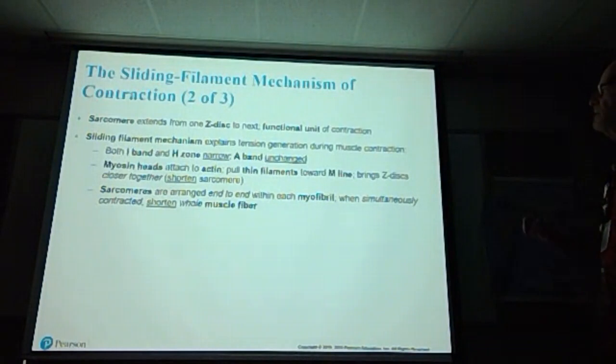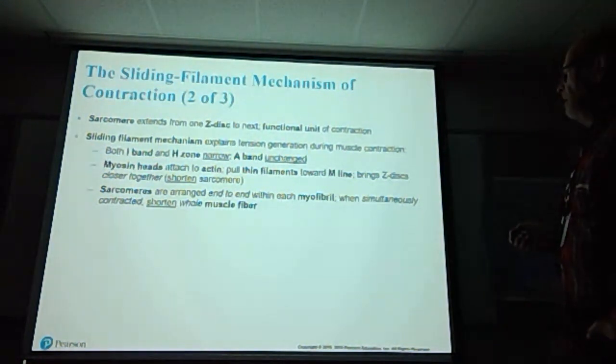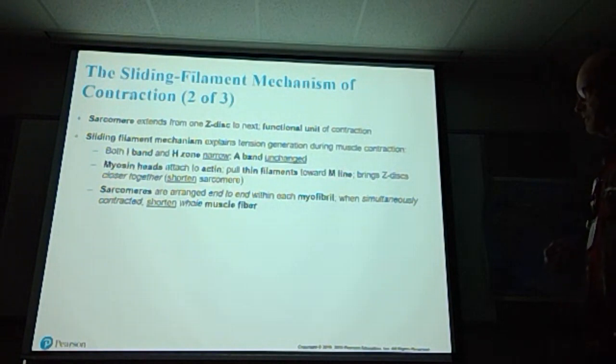The sarcomere extends from one Z disc to the next, the functional unit of contraction. The sliding filament mechanism explains tension generation during muscle contraction. Both the I band and the H zone narrow. The A band is unchanged. The myosin heads attached to actin pull the thin filaments toward the M line, bringing the Z discs closer together and shortening the sarcomere.